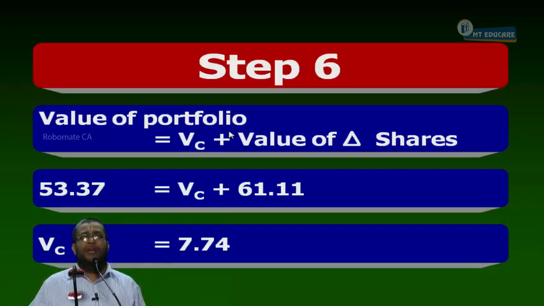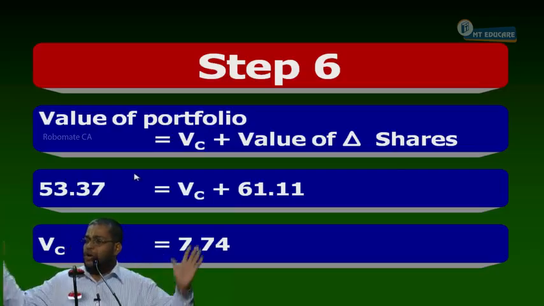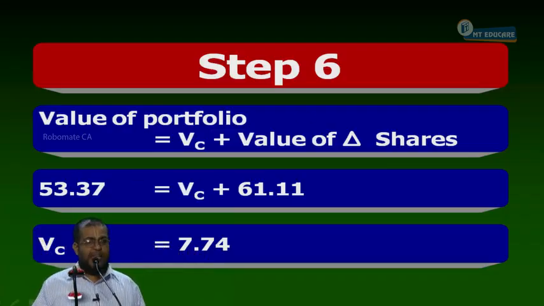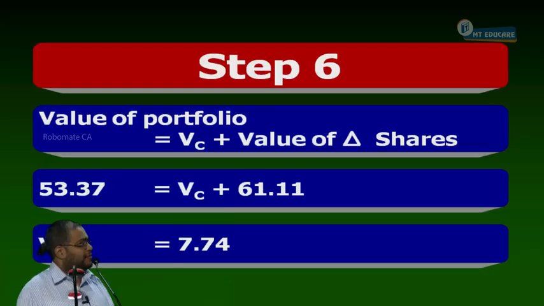I can understand that you are all somewhat confused. So it is not 7.74. It is minus 7.74. I'll speak about the minus later. Everybody following or not? So just call it 7.74. What is the value of the call option? 7.74. Up to this, the binomial model steps. Does everybody have that clarity or not?